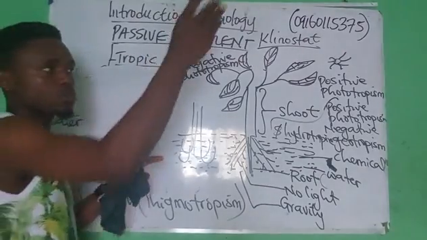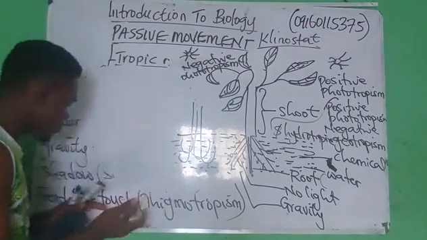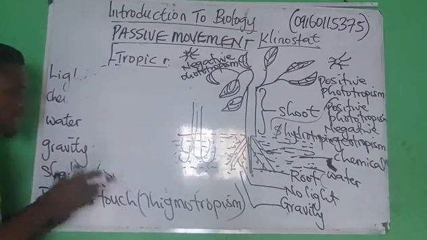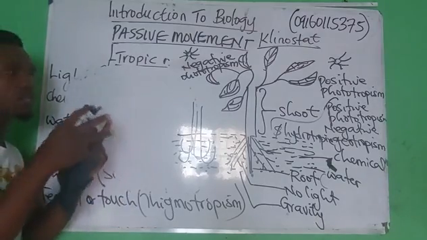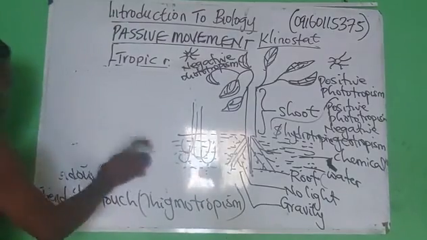Such response to an object in order to attach itself to the object is called what? Thigmotropism. They are actually in contact, right? They are actually in contact or what? Touch. Please, that is our tropic movement.